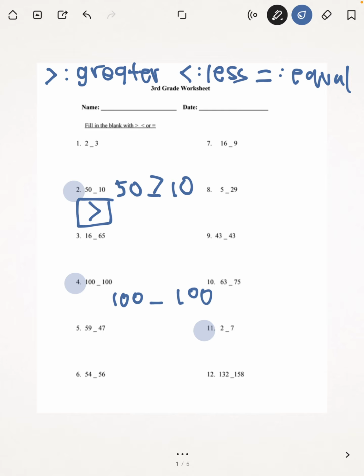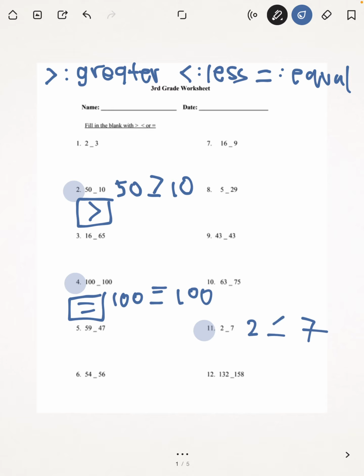Next we have 100 blank 100. Is 100 bigger than 100? Is it less than 100? Or is it equal to 100? And we know that 100 and 100 is the same number, so our answer is going to be an equal sign.